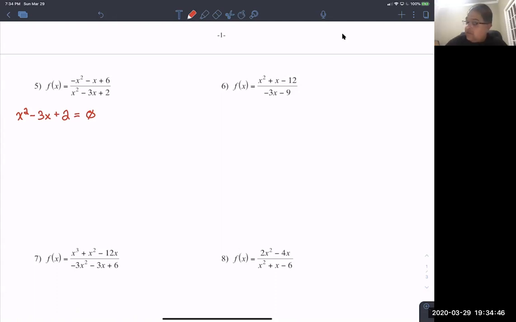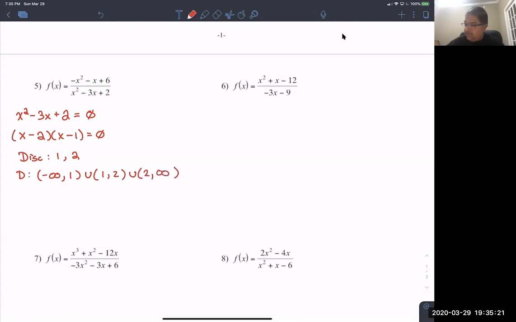So how do we solve this? Well, we would factor this. Two numbers that multiply to give me positive 2 but add to give me negative 3. That's negative 2 and negative 1. So that means my discontinuities, if I set these binomials equal to 0, are 1 and 2. That means my domain is negative infinity to 1, union 1 to 2, union 2 to infinity. Okay.